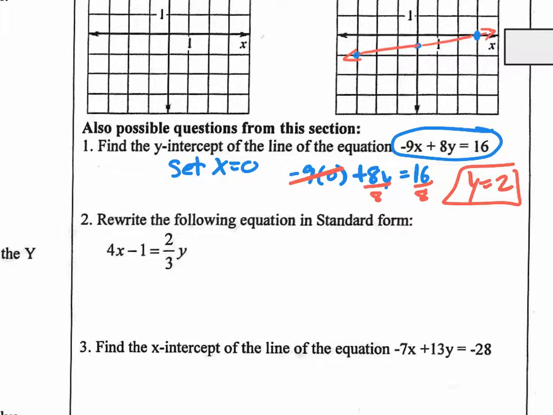Now, I think on the quiz, on these, I'm going to ask you to give me an actual coordinate. So what's my actual coordinate going to be? It's going to be 0 for x, 2 for y. That's my coordinate.